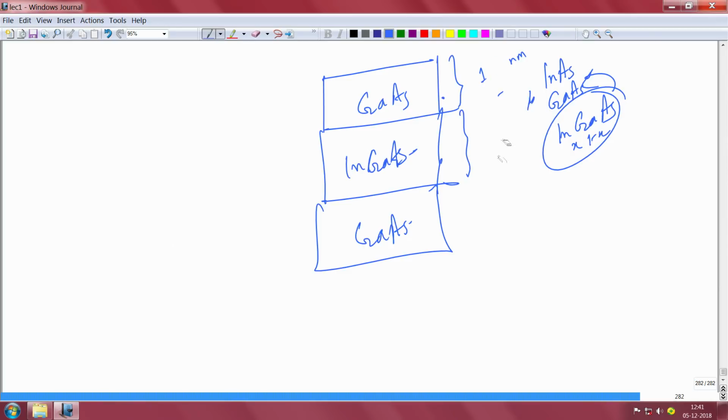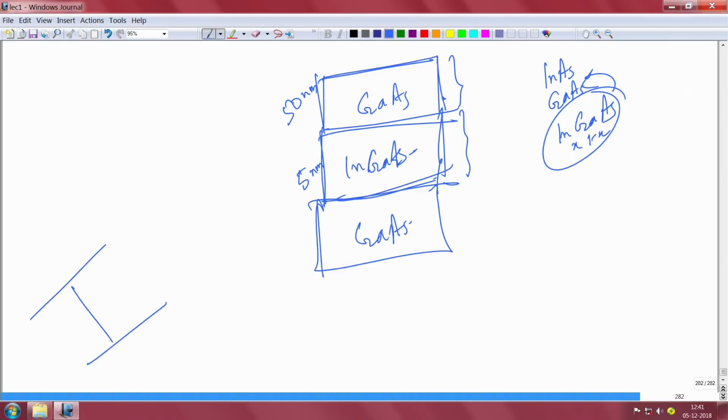So, when I am talking about this structure, suppose I am talking about a very small structure, suppose this is only 5 nanometer and this is 50 nanometer, this is substrate, it can be much thicker also, does not matter. Now, because indium gallium arsenide has a smaller band gap than gallium arsenide, if I draw the band diagram, it will look like gallium arsenide is this, say 1.4 eV, there is also gallium arsenide on the other side, 1.4 eV.